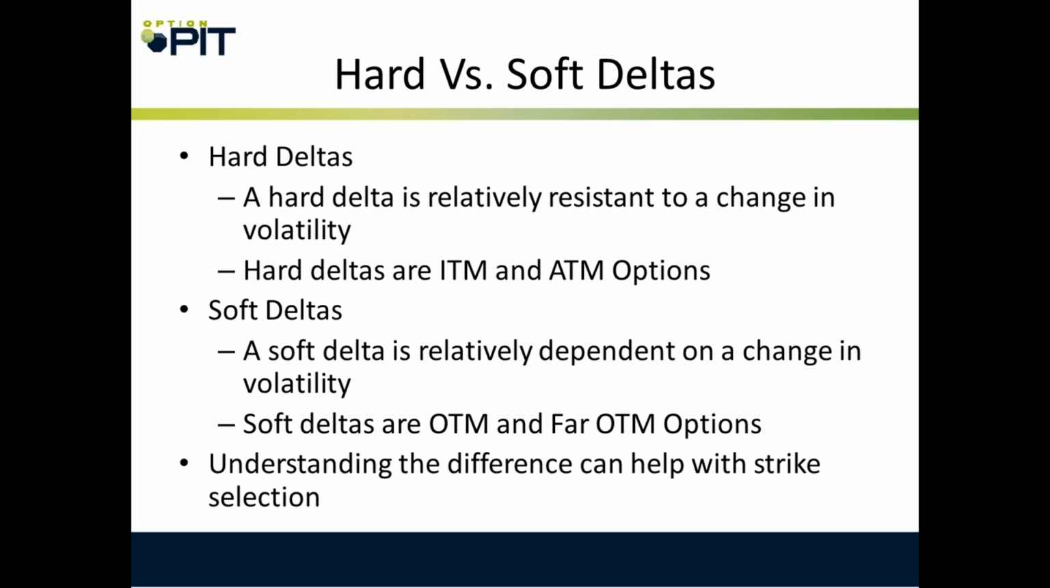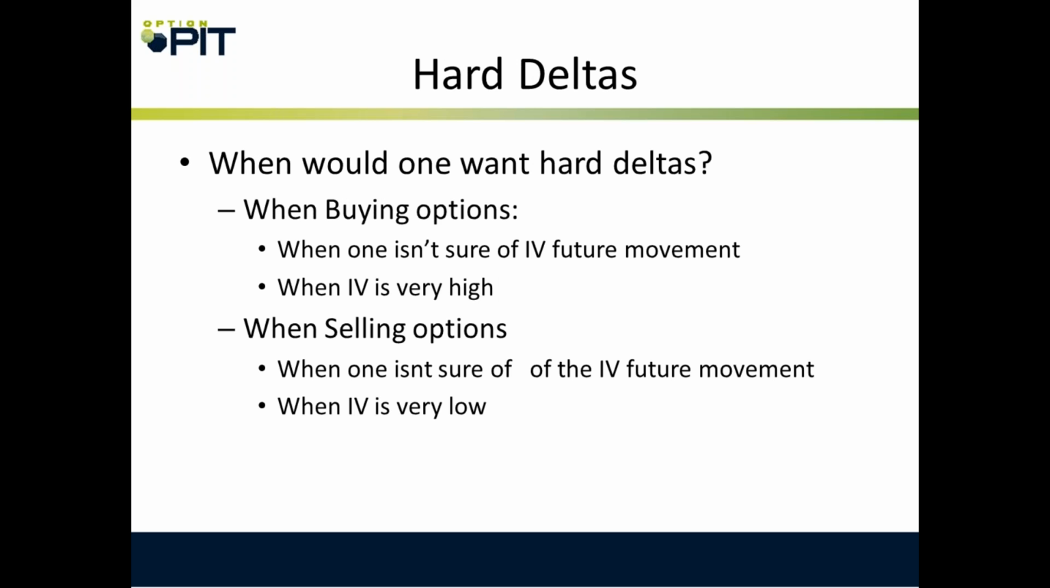Soft deltas, or soft exposure, is relatively dependent on changes in volatility. So a soft exposure is going to be an out of the money or a far out of the money option. So understanding the difference will help with strike selection. So when would you want to buy a hard exposure? When would you want to buy an in-the-money option? All right. When would you want to sell an in-the-money option?